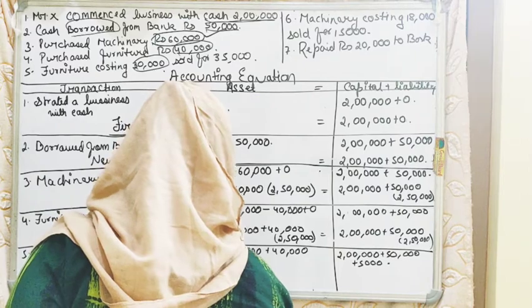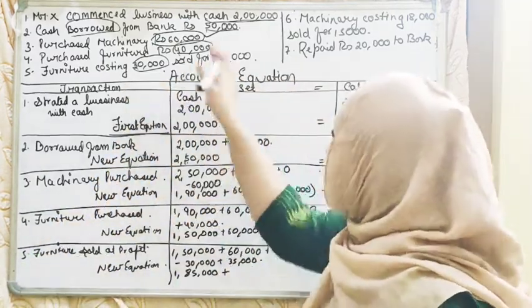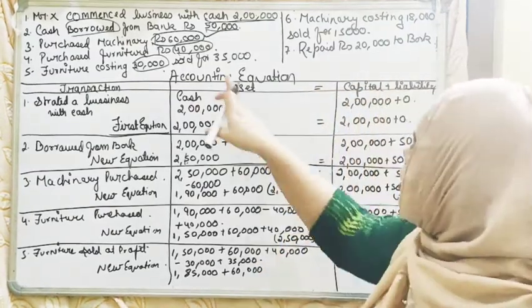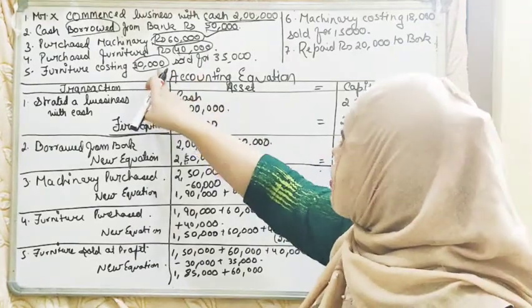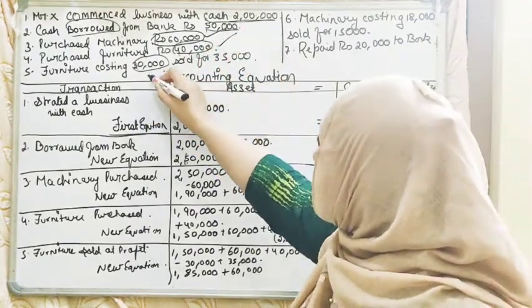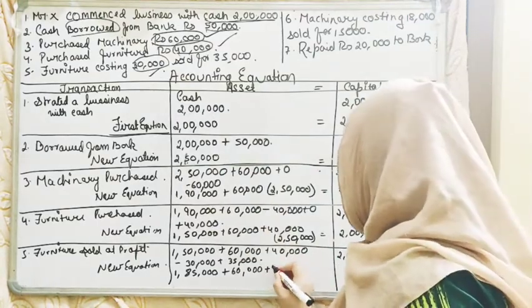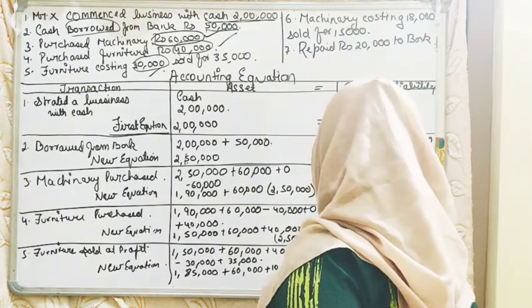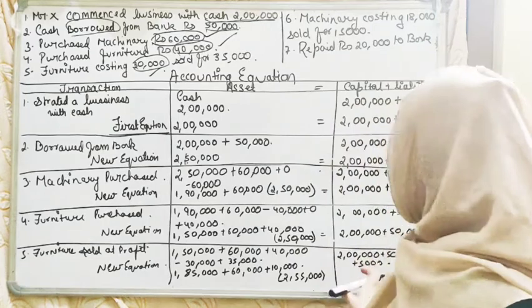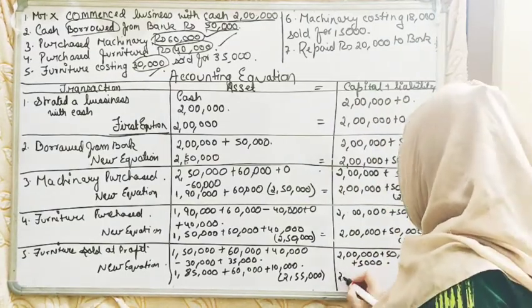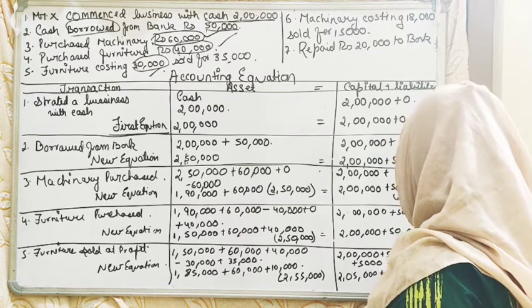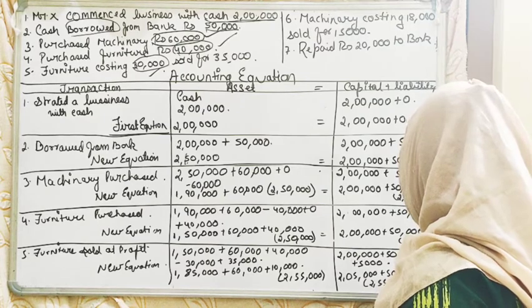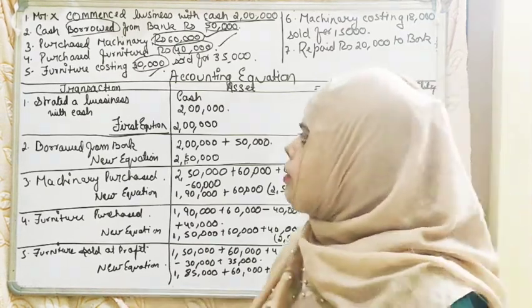1,85,000 plus this was the part of machinery, 60,000, which will remain as it is, 60,000, and this is the part of our furniture. So we already sold 30,000. So we subtract this 40,000 with this 30,000. So remaining is 10,000 plus 10,000, which gives an amount of rupees 2,55,000. And here simply we will add this amount of rupees 2,05,000 plus 50,000. So we'll get an amount of rupees 2,55,000. So this is your fifth equation.